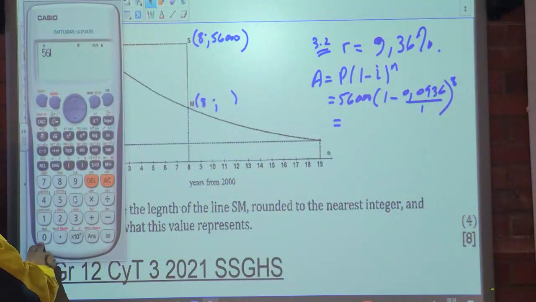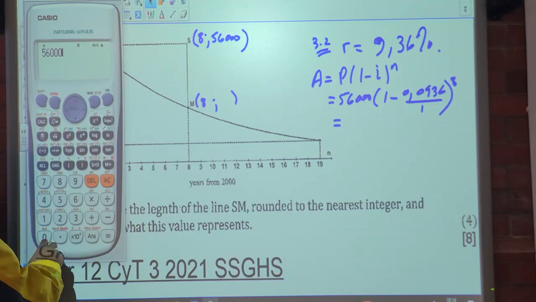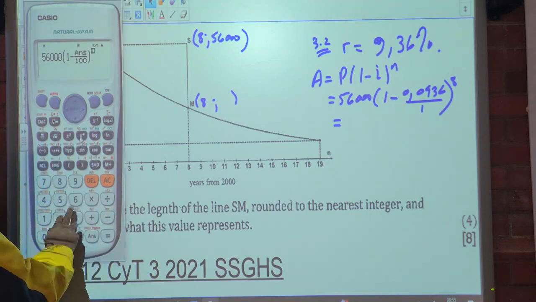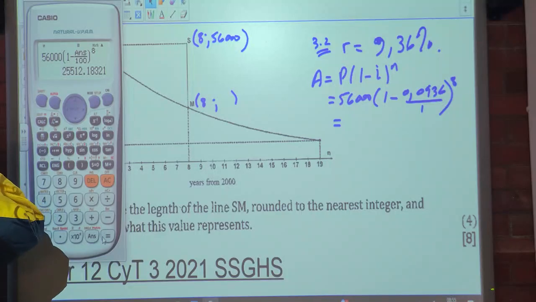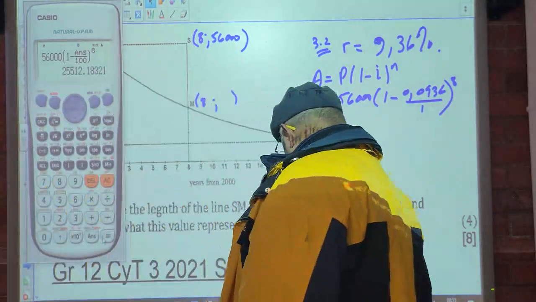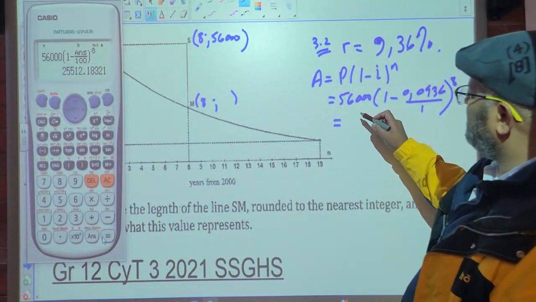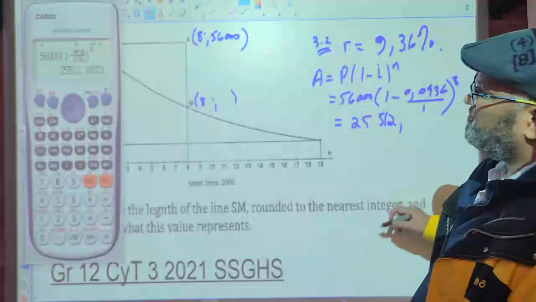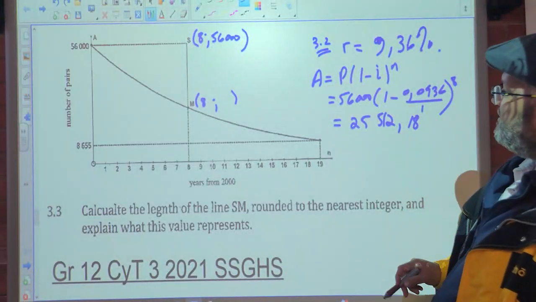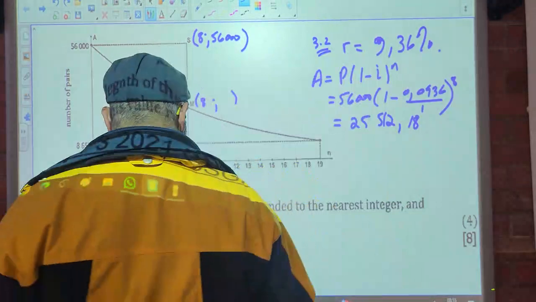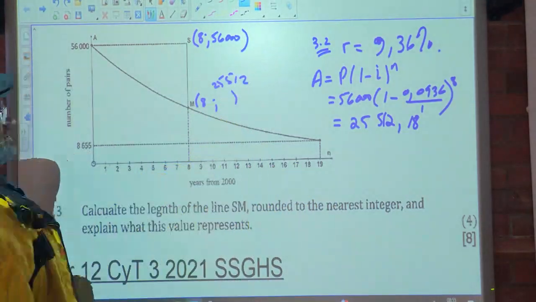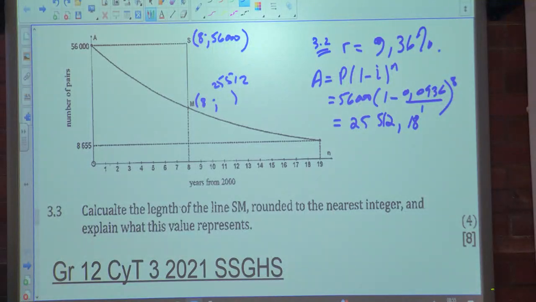Okay, so you say 56,000 into 1 minus that answer, over 100 to the exponent 8. Gives you 25,512, comma, 18 pairs of penguins. Okay, so that's going to be, say, 25,512. Of course, you're not going to get the comma 18 penguin, isn't it?